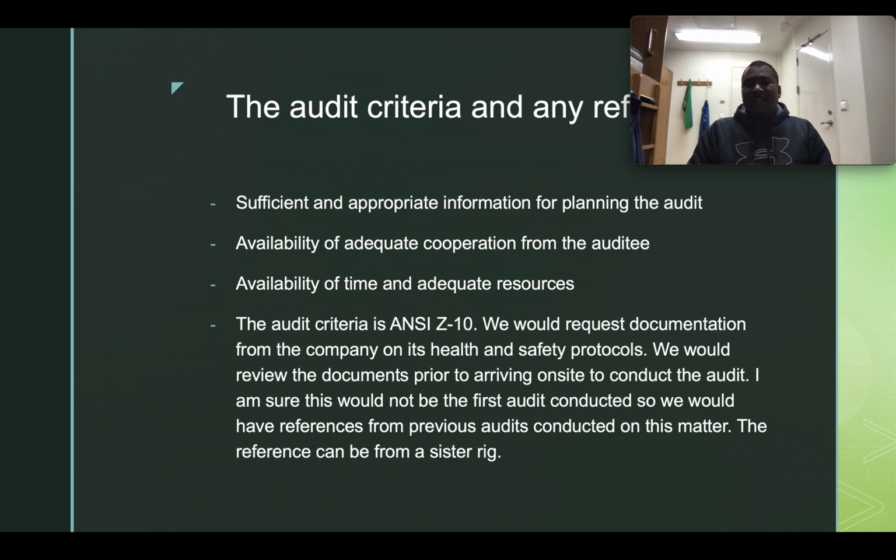The availability of time and adequate resources. The audit criteria is ANSI 10. We will request documentation from the company on its health and safety protocols. We would review the documents prior to arriving on site to conduct the audit. I am sure this would not be the first audit conducted, so we would have references from previous audits conducted on this matter. The reference can be a sister ship, a sister rig that we've done an audit on prior to this one, and we can reference that as our material to go by for our audit.